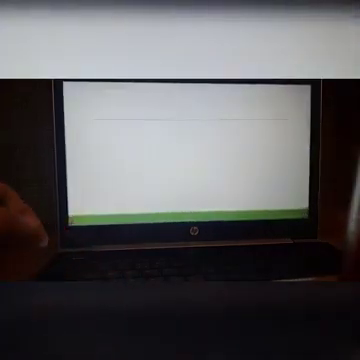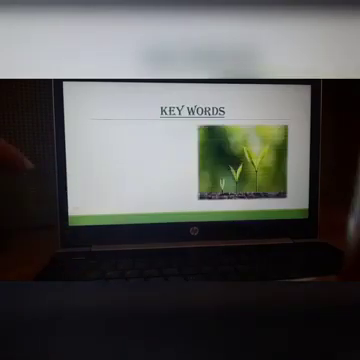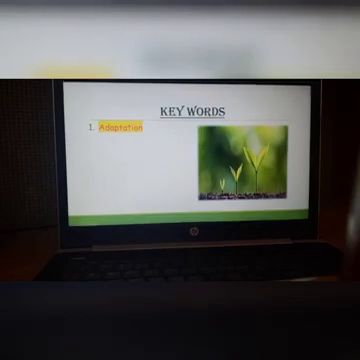Now our next topic is the last topic of this chapter. It's the key words of this chapter. So our first keyword is adaptation. Adaptation, students, I already have explained to you. The process of adjustment to their surroundings by animals and plants is called adaptation.